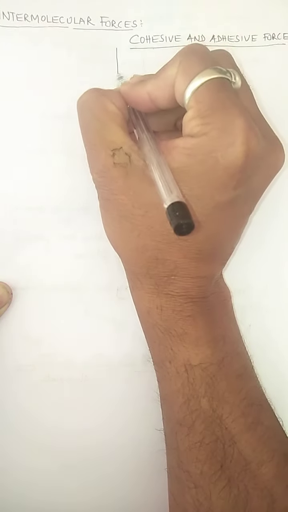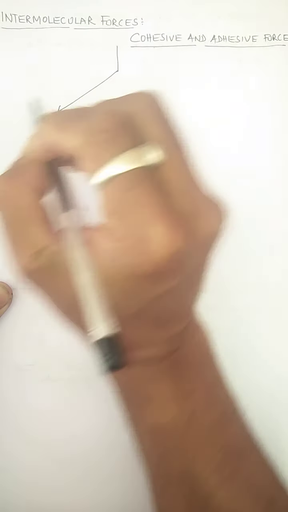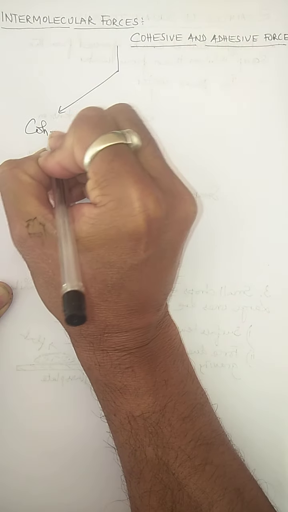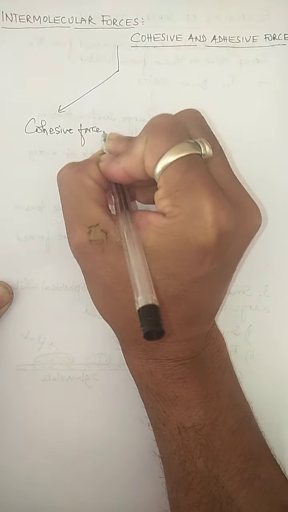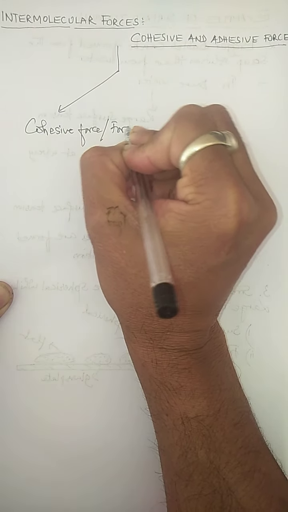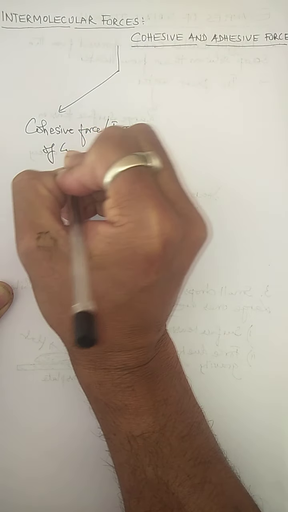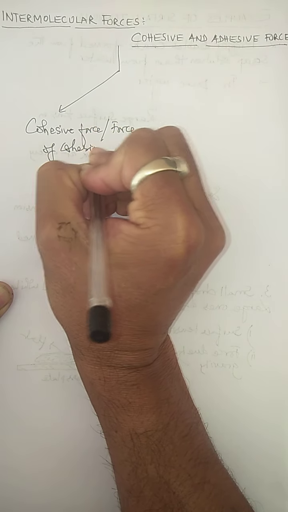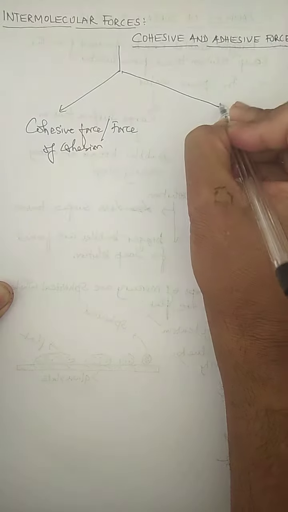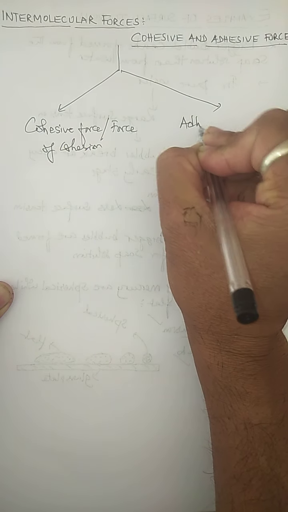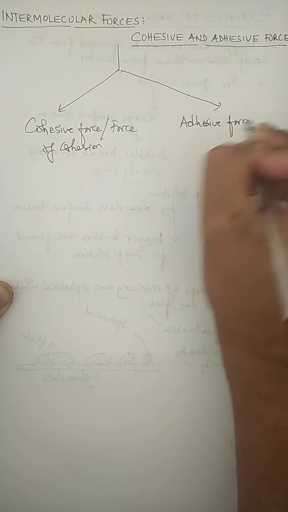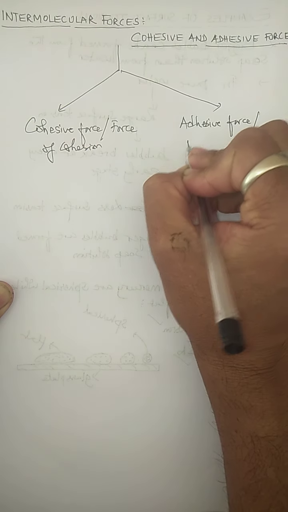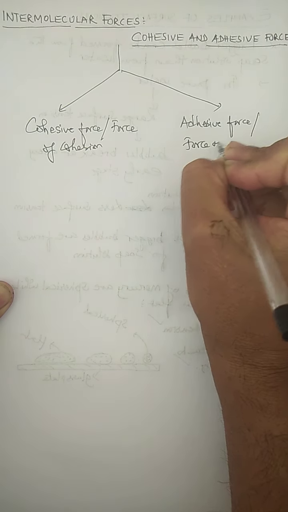That means intermolecular forces are basically how many types? Two types. One is called cohesive force. We also call it the force of cohesion. And another force is called adhesive force. We also call it the force of addition.